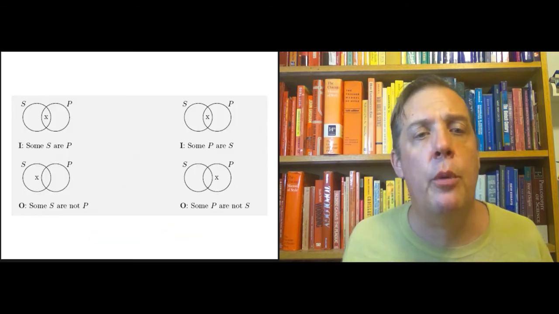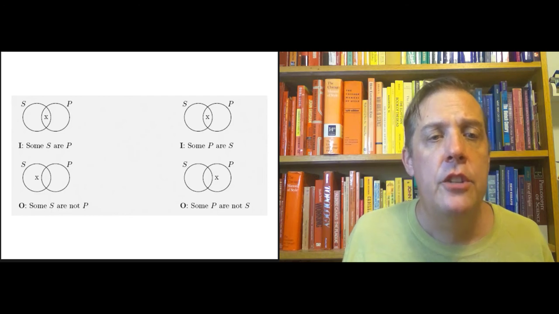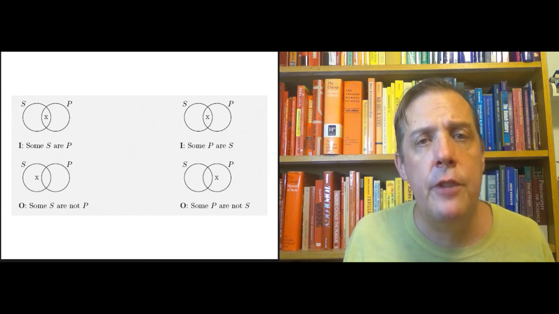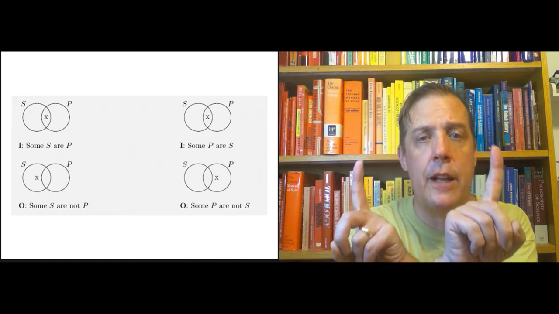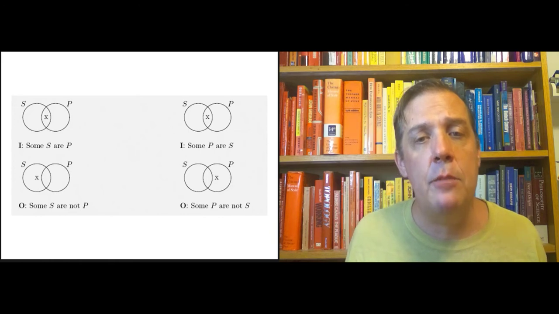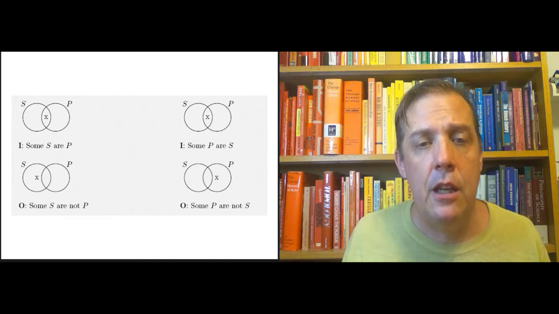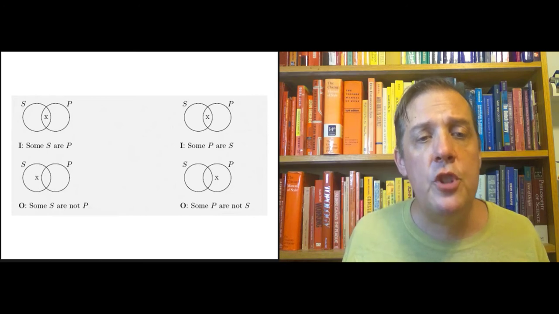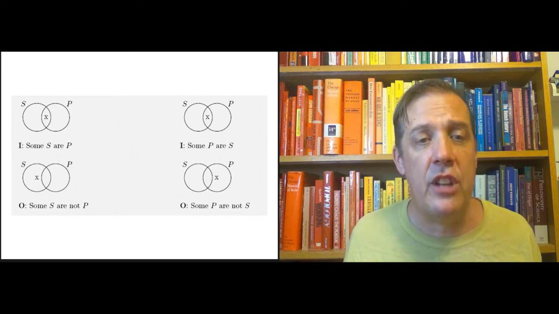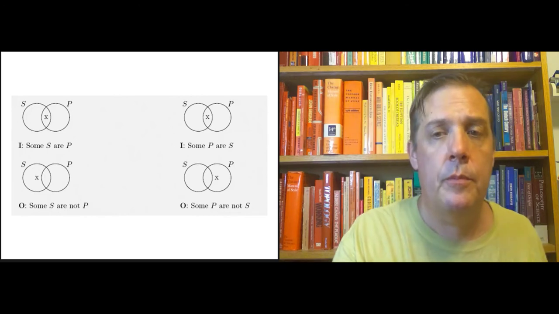Something similar is going on with our particular statements, right? So in mood I, you have some S are P. That means you draw an X in the middle. If you do conversion, you switch subject and predicate, you get some P are S, and you still have an X in the middle. So those arguments are valid. On the other hand, with O statements, some S are not P. When you switch subject and predicate, you get some P are not S. The X is now on the other side. So that doesn't work.